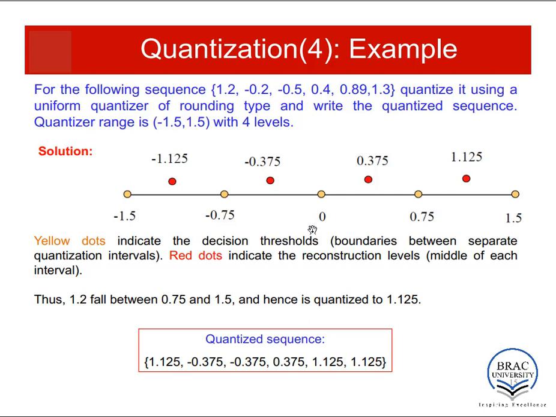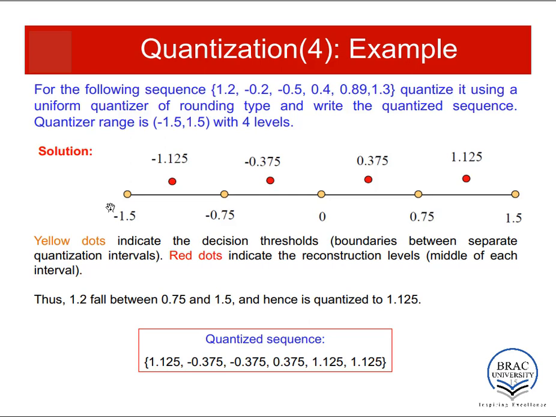We have a decision level at 0, so another one will be 0 plus 0.75, that means at 0.75. Another one will be 0.75 plus 0.75, or I mean at 1.5. Similarly, minus 0.75 and minus 1.5. These are the yellow dots or decision levels.